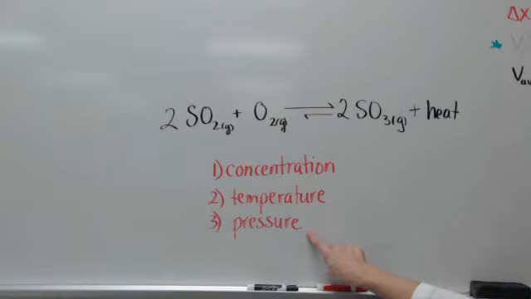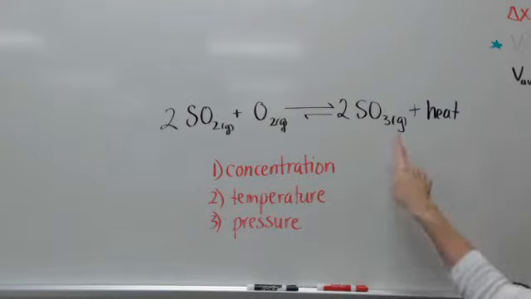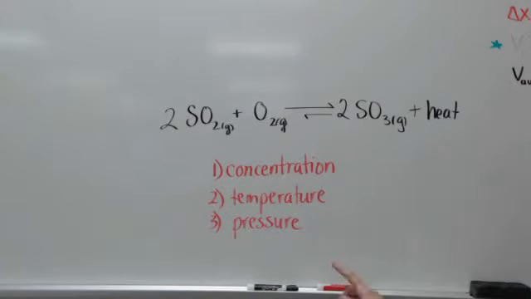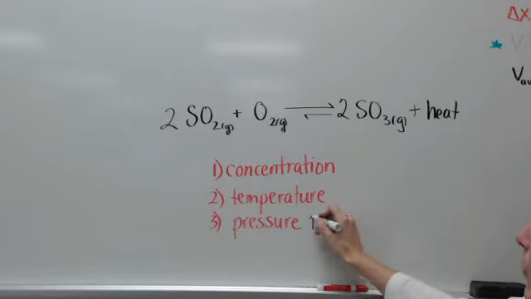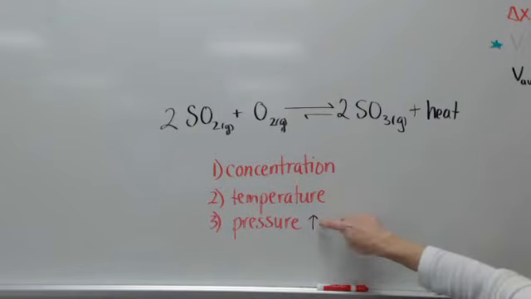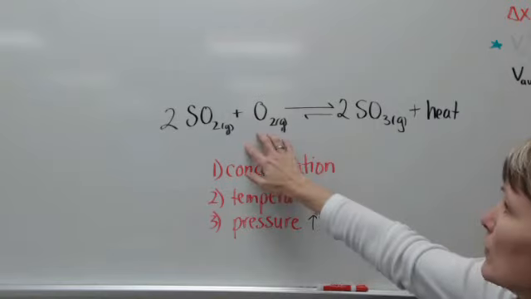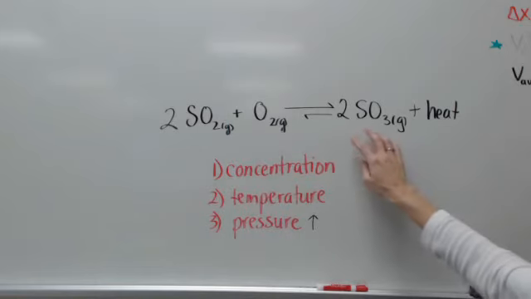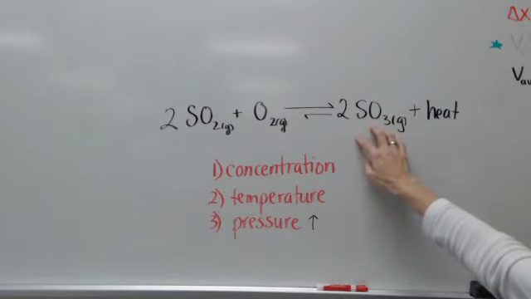I have to look at the volume of these gases. In the reactants I have 3 moles of gas, and in the product I only have 2 moles of gas. So by increasing the pressure, you are going to favor the direction that will reduce the stress, and the less volume is over here in the product. So by increasing the pressure, you in fact favor the forward reaction, and you're going to have more sulfur trioxide produced.